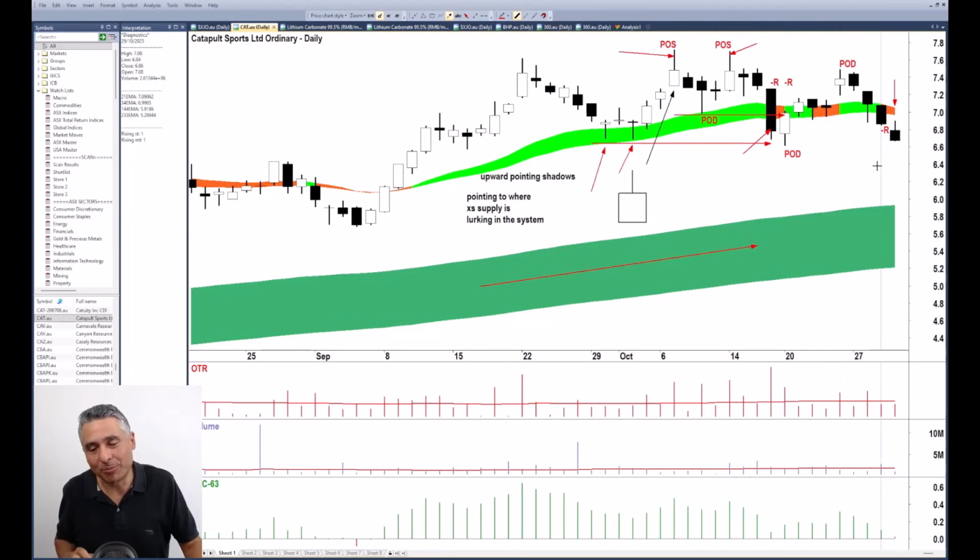I was going to say before, by that candle there, for me as a shorter term trader, I can see no reason to continue to have any risk on Catapult. That's just the way I look at the market. And the way I explain that is to say ZRP, or zero risk position at that stage.